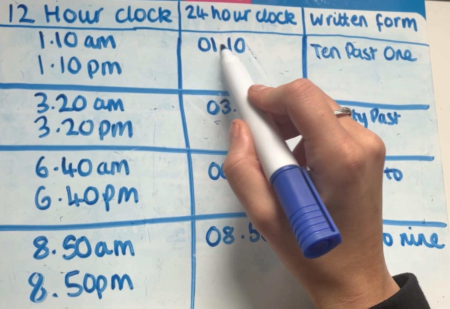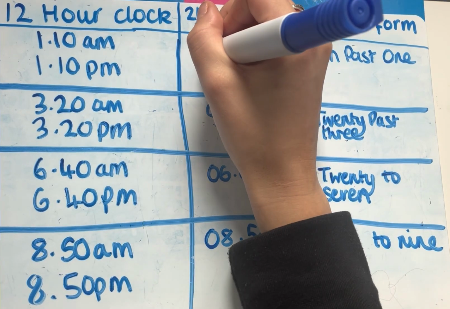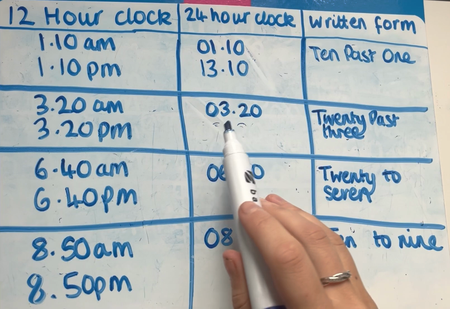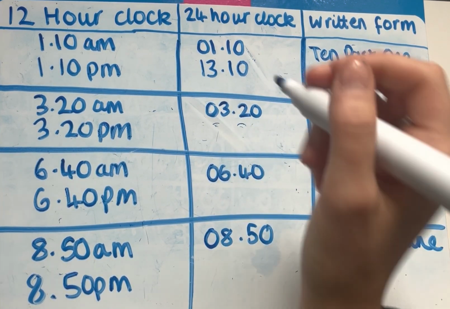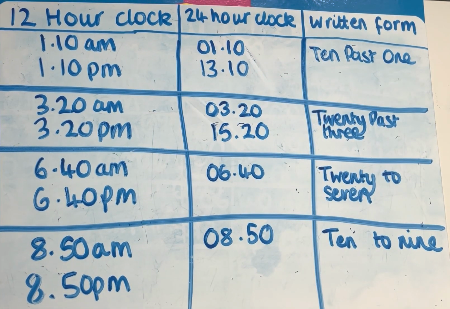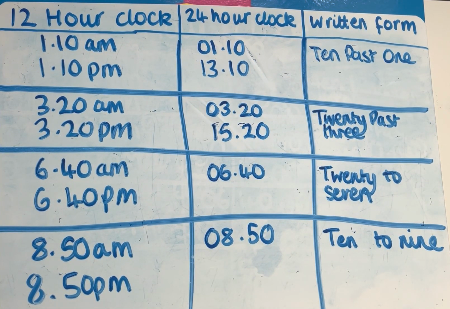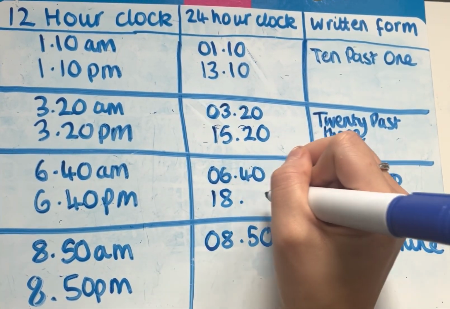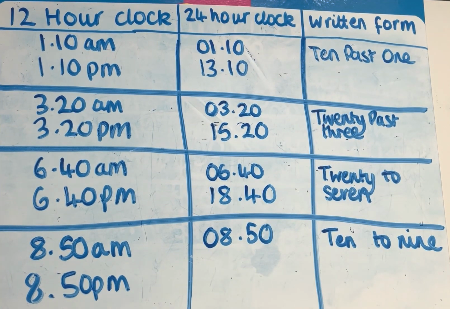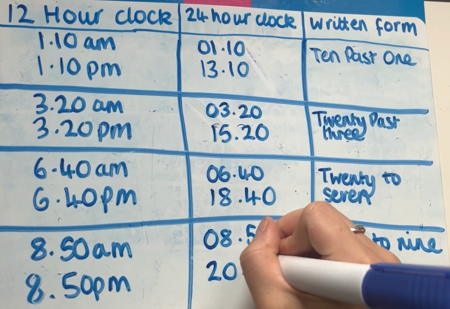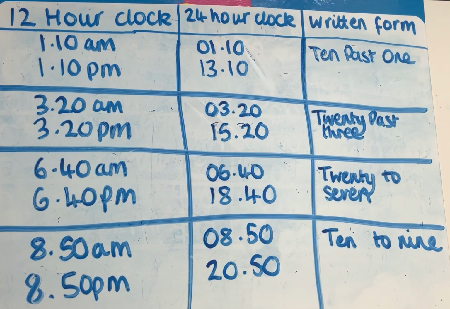So 1:10 in the morning would be 13:10 in the afternoon. 3:20 in the morning would be 15:20 in the afternoon. 6:40 in the morning would be written as 18:40 in the afternoon, and 8:50 in the morning would be written as 20:50 in the evening.